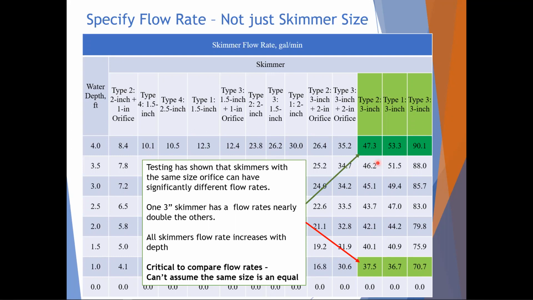Once they get to around 4 feet, that flow seems to stabilize. You can see it's only a 1 GPM difference between 3.5 and 4 feet. So it's showing your stabilization there. But again, 1 3-inch skimmer flows at 90 GPM and the other 2 are about 47. So if you simply spec a 3-inch skimmer and didn't give any other information, it may not be what you want. You may get a skimmer that flows a lot higher or a lot slower than what you were assuming based on whatever skimmer type you were looking at.